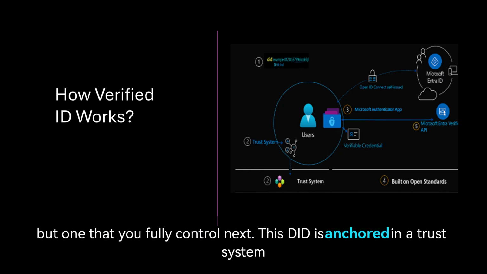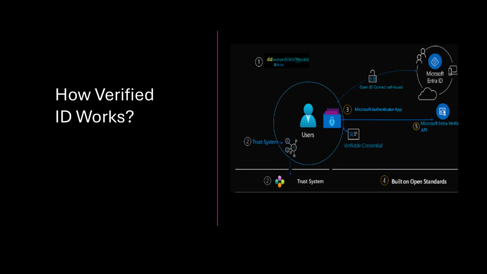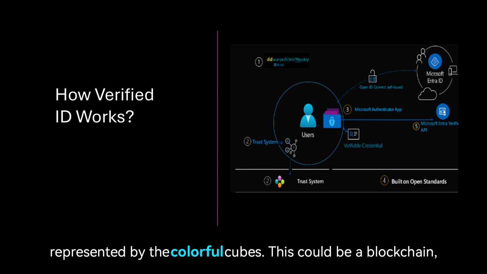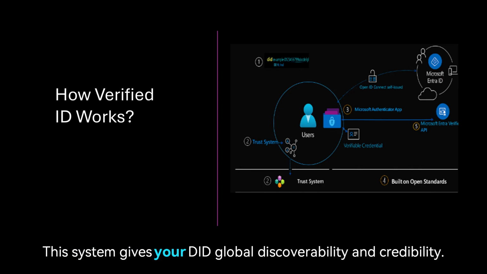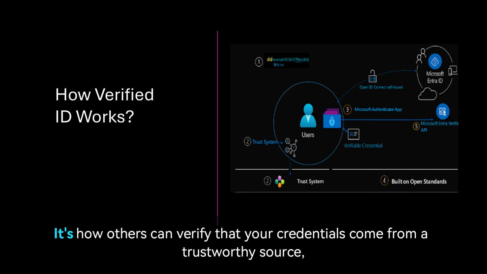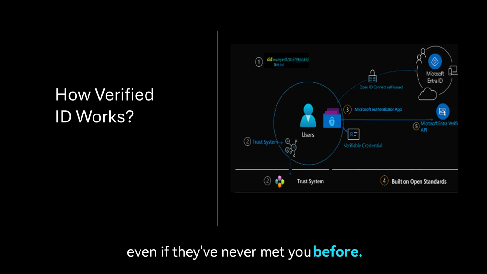Next, this DID is anchored in a trust system, represented by the colorful cubes. This could be a blockchain, distributed ledger, or another trusted decentralized network. This system gives your DID global discoverability and credibility. It's how others can verify that your credentials come from a trustworthy source, even if they've never met you before.